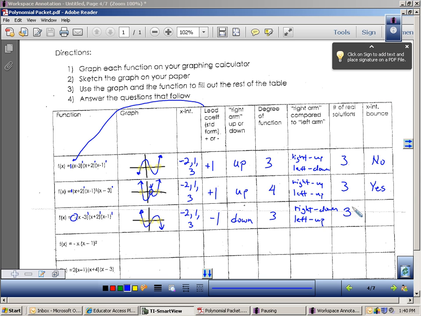And do I have a bounce? Is this bouncing? Well, it doesn't bounce here. It just passes through the x-axis. It's not bouncing there. There's no bounce at all in this.